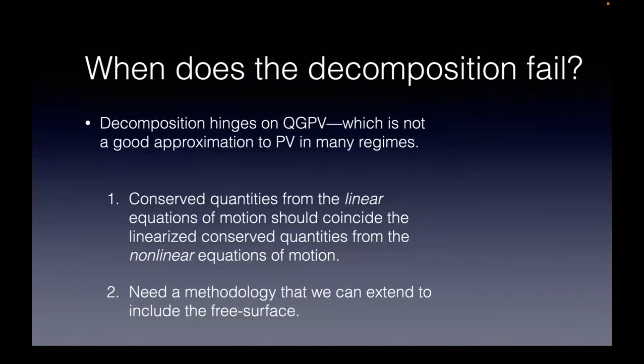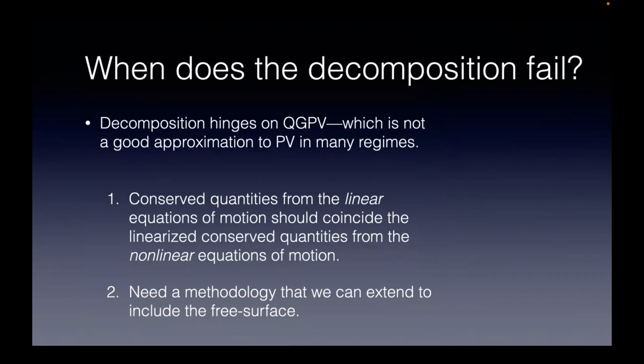Okay, so what I wanted to get to was talking about when the decomposition actually fails. So the whole decomposition hinges on QGPV, which is of course not conserved in the equations of motion, but it's a pretty good approximation in several regimes. And so one of the things we want is to have a set of conserved quantities from the linear equations of motion that coincide with the linearized conserved quantities from the nonlinear equations of motion. And when we first published this paper 2 years ago, we didn't know how to do that. I'll get into this in a sec.